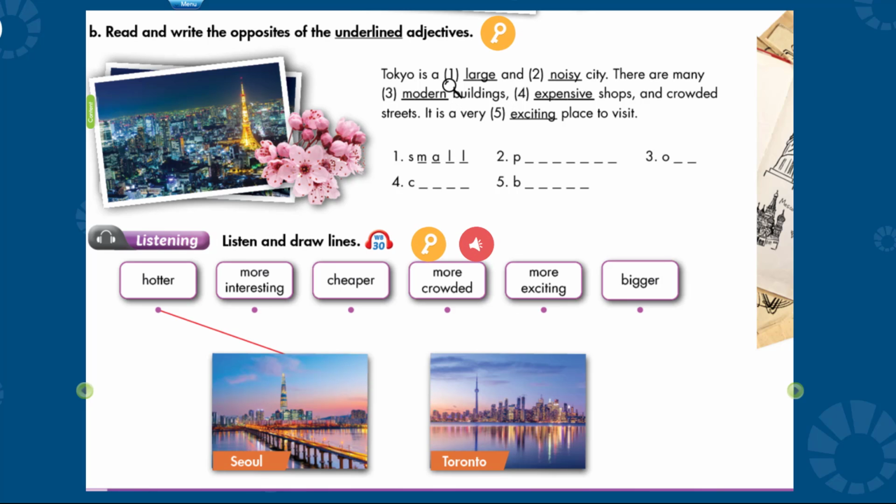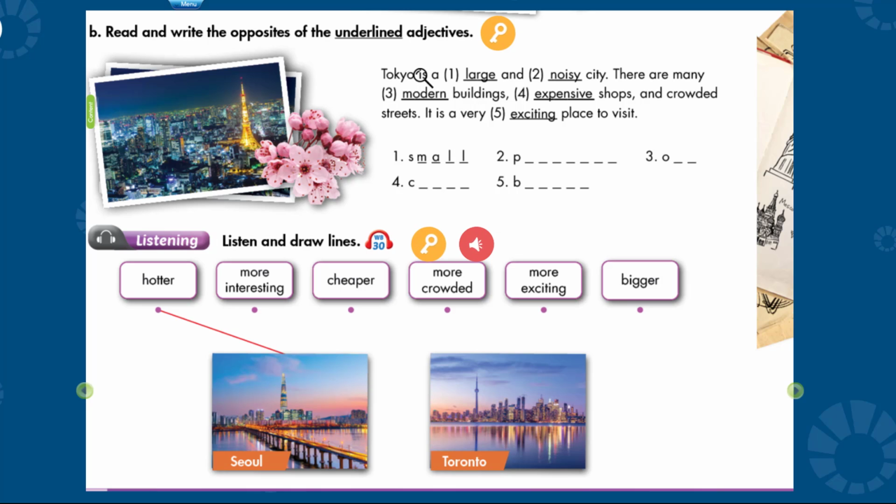Now, Tokyo is a large and noisy city. There are many modern buildings, expensive shops, and crowded streets. It's a very exciting place to visit. So, Tokyo is a large.